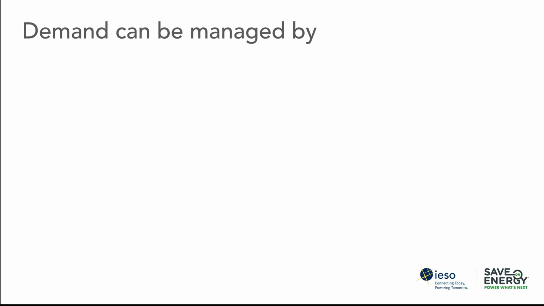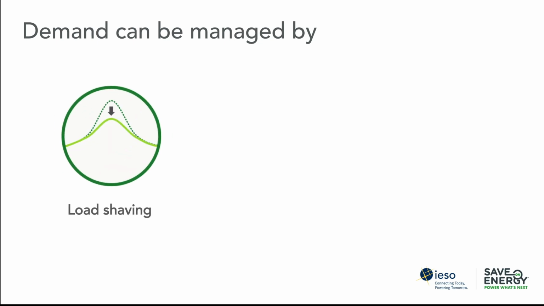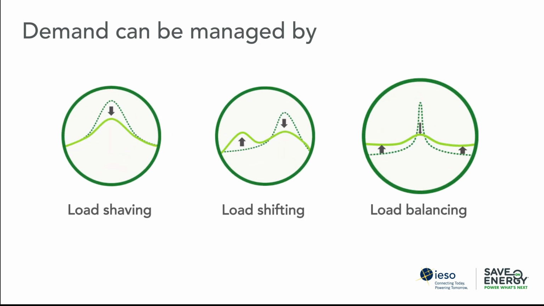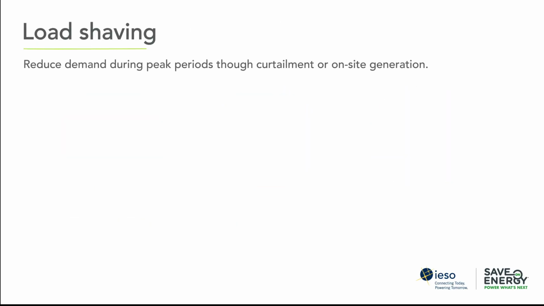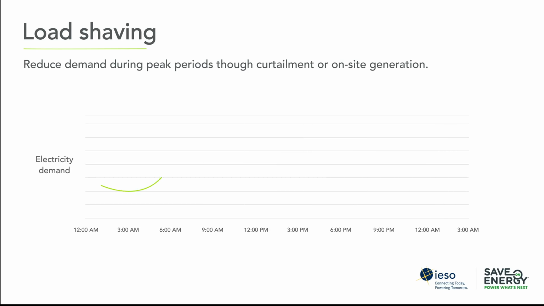Typical approaches to managing your electrical demand fall into 3 main categories: load shaving, load shifting, and load balancing. Load shaving refers to the process of reducing demand during peak periods by curtailing electricity use or switching to an on-site power source to remove electrical demand from the grid. A simple example of load shaving would be to manually or automatically shut down equipment during peak periods. Load shaving can also be achieved by using on-site generation to reduce grid demand during certain periods.